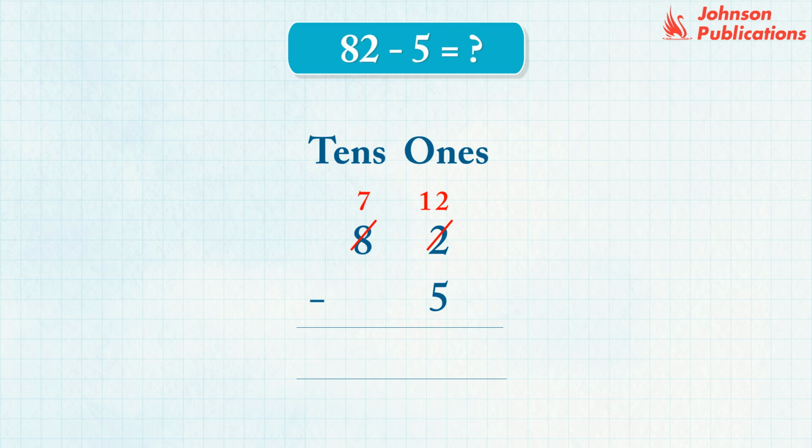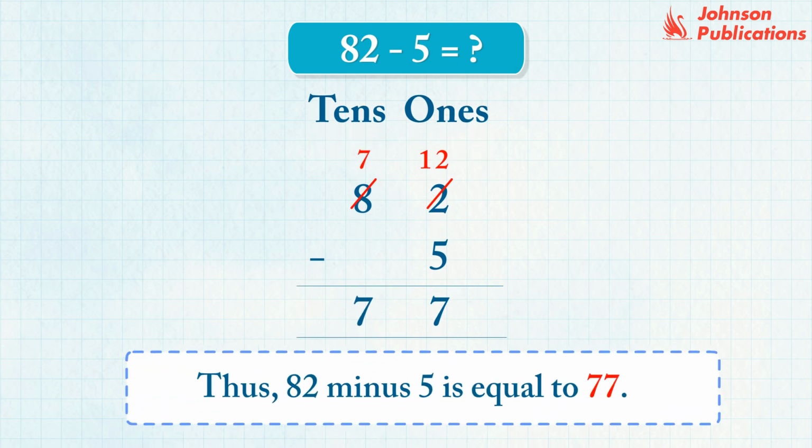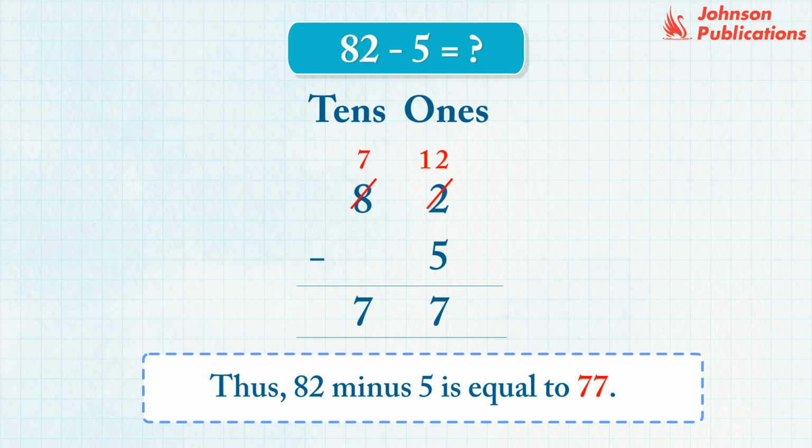Since 1 ten was borrowed by the ones column, we are left with 7 tens in the minuend. Then, 12 ones minus 5 ones is equal to 7 ones. Write 7 in the ones place. Step 3. Subtract the tens. Then, 7 tens minus 0 tens is equal to 7 tens. Thus, 82 minus 5 is equal to 77.